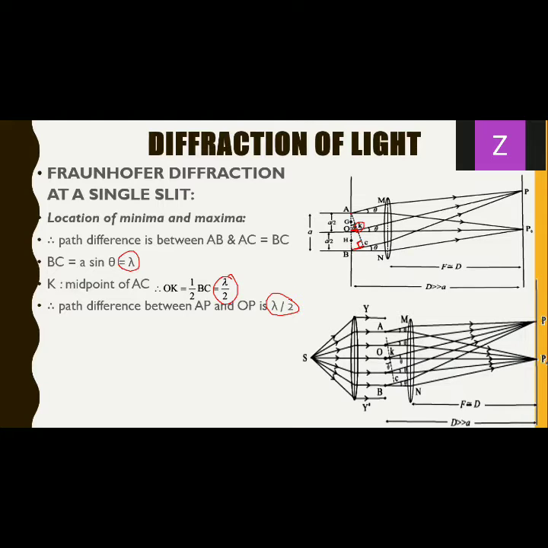So based on this, we can say that at point P, destructive interference has formed. Okay, why? Because the path difference at point P is lambda by 2. So since the path difference is lambda by 2 at point P, the interference which is formed is destructive interference.